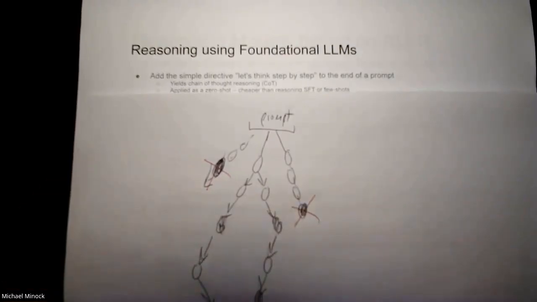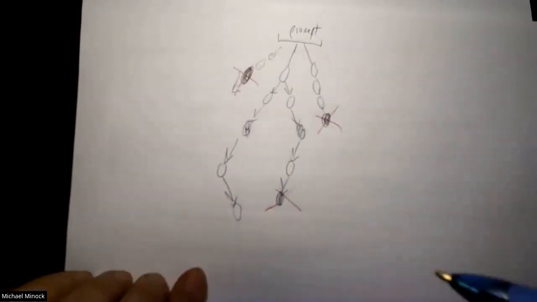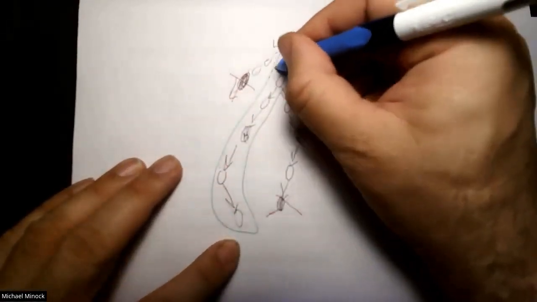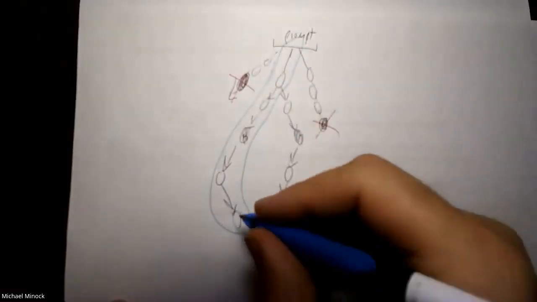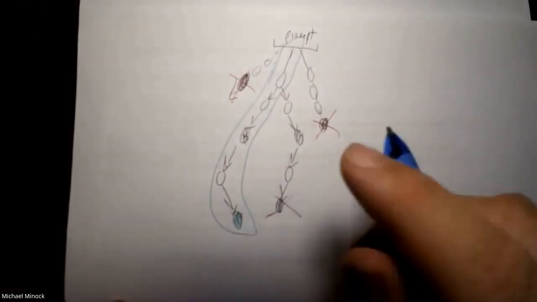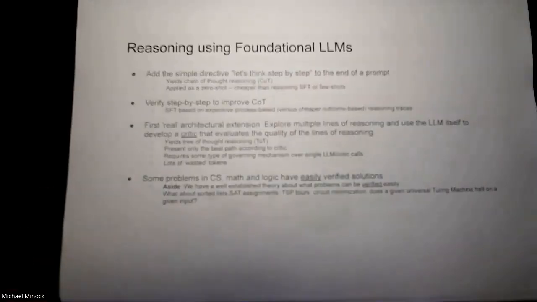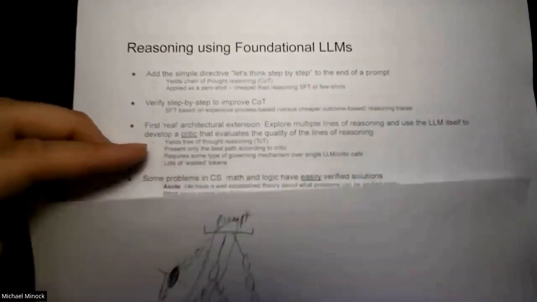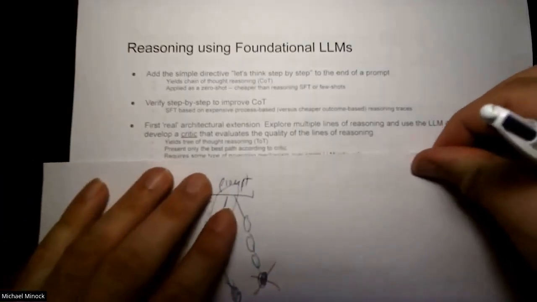Okay, let's evaluate this one, and let's evaluate this one. This one does worse than this one here. So we're going to retain this completion. And then this right here, this is the end of it. This is what we're going to present to the user, okay? So what this means is we're only going to present the best path according to the critic.